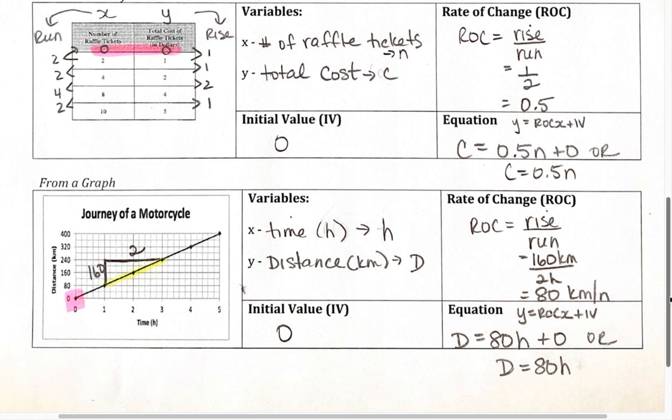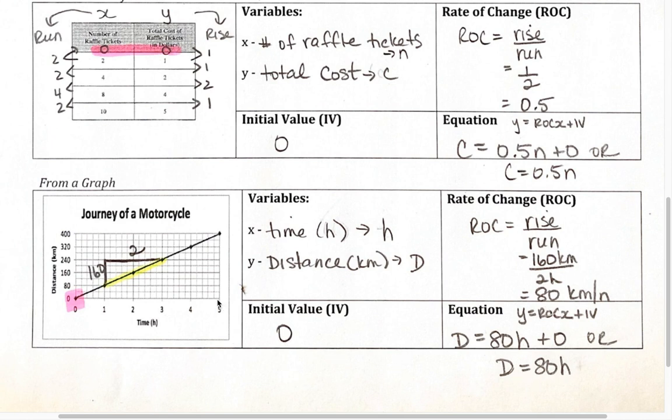Okay, so now I've got everything I need. So again, I'm going to start off with my formula, y equals the rate of change times x plus the initial value. Y, my dependent variable, is going to be distance, so d. My rate of change is 80 kilometers per hour, so I put in my 80. My independent variable is time, which I called h for hours, and my initial value is going to be 0. So I get d equals 80h plus 0, or simply the distance is equal to 80 times the number of hours, so 80h.